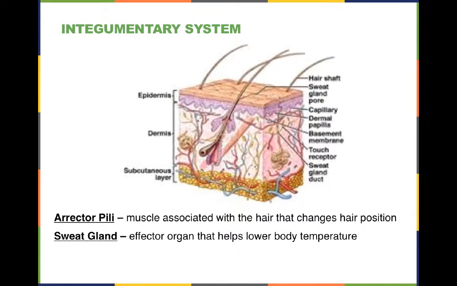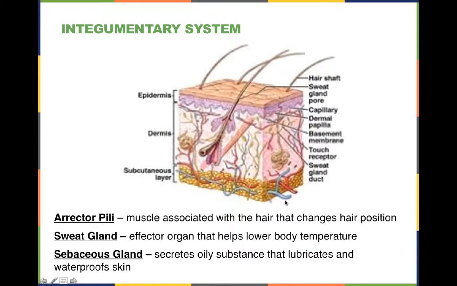The sweat gland, as I pointed out before, is here or here, and it produces a liquid fluid that is pumped out onto the skin and decreases the temperature. The sebaceous glands are up against the hair follicle. They secrete an oily substance that lubricates and waterproofs the skin and keeps the skin supple.